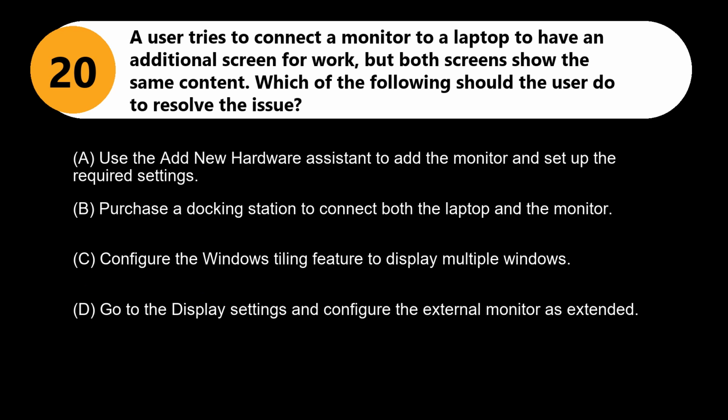Question 20. A user tries to connect a monitor to a laptop to have an additional screen for work, but both screens show the same content. Which of the following should the user do to resolve the issue? Option A, use the Add New Hardware assistant to add the monitor and set up the required settings. Option B, purchase a docking station to connect both the laptop and the monitor. Option C, configure the Windows tiling feature to display multiple windows. Option D, go to the display settings and configure the external monitor as extended.